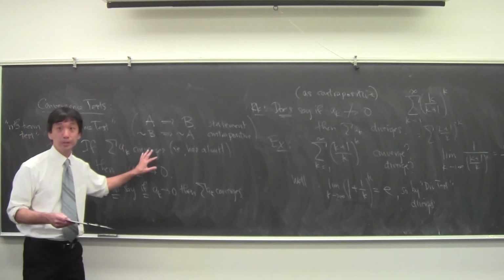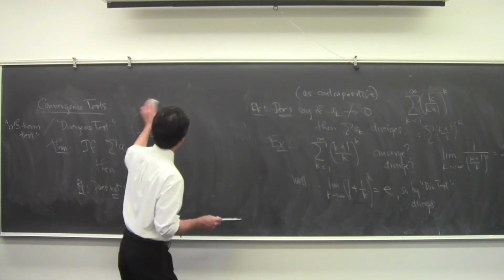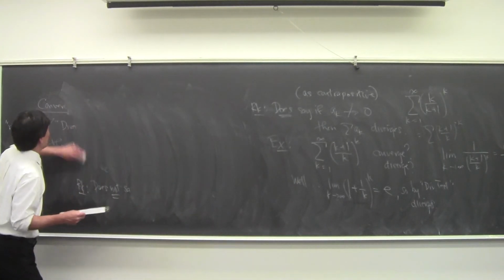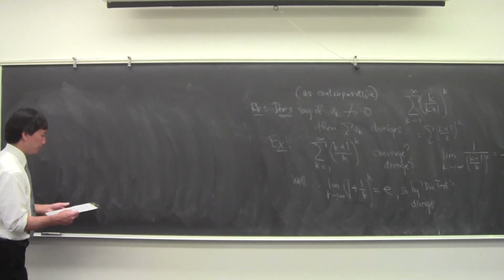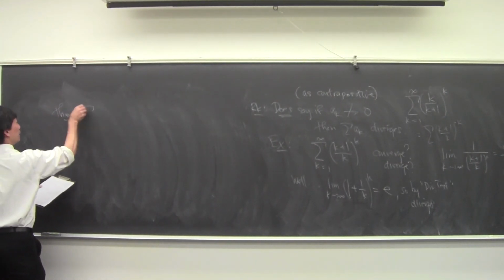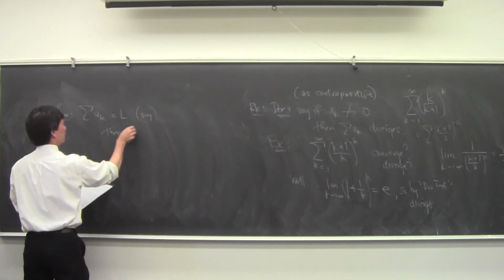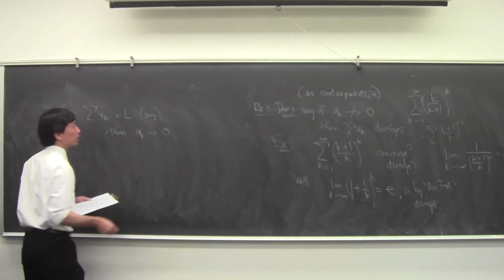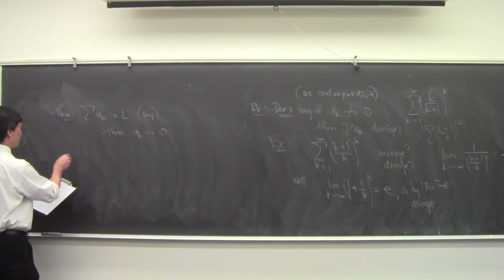Okay, so this is the first test that we give you. We're going to have a bunch more tests, a lot more tests. Let me just quickly try to show you why it works. So here's the theorem. If the sum of a sub k converges, then the a sub k's must go to 0. Okay. So here's the proof.